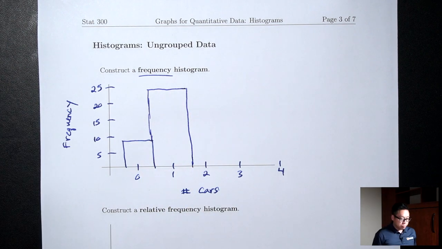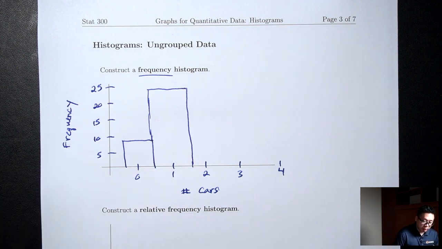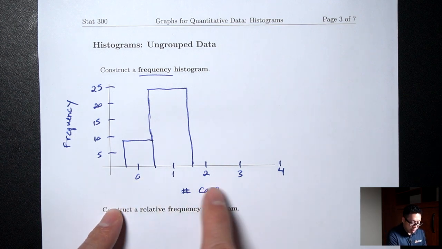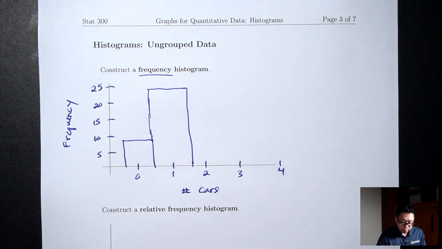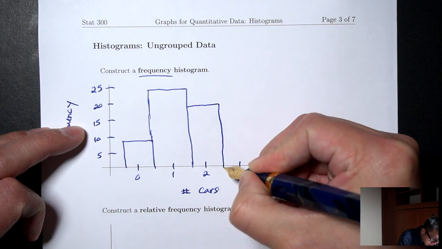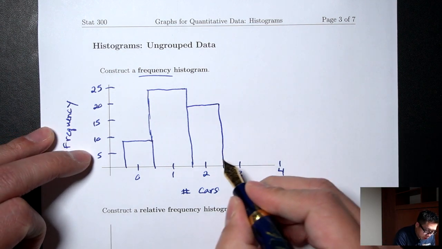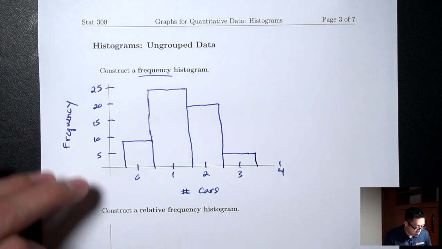Okay, couple things to note here. Unlike the bar plot in the previous lecture when we were talking about qualitative data, notice that the bars touch. There's no gaps. Okay, so that's one thing. And also notice that the numbers on the x-axis are in the center of the bar. Okay, so this is true for ungrouped data. Next up is 2. Frequency is 19, so I need a bar height 19. 3, frequency is 5, and then the 4, frequency 3.